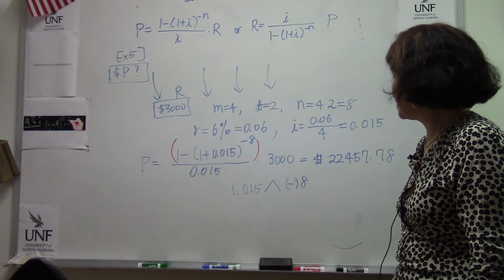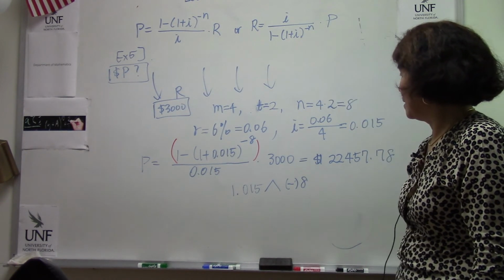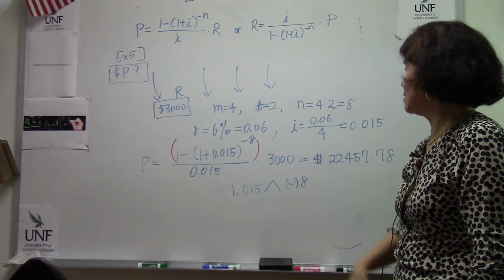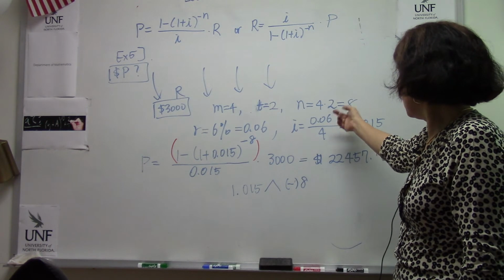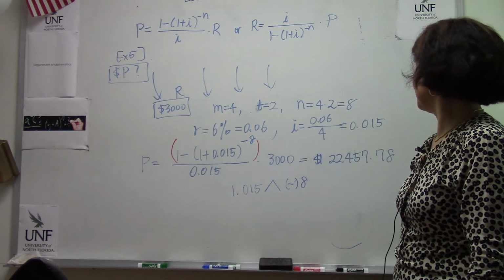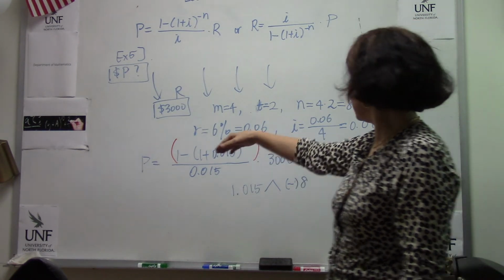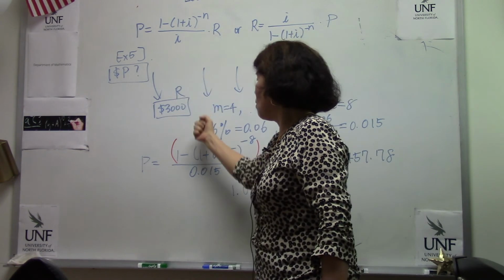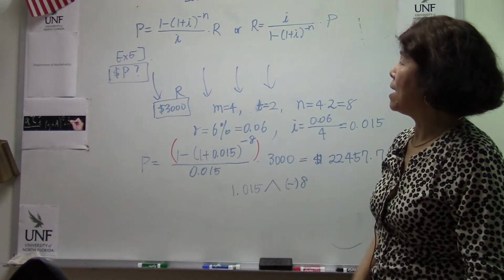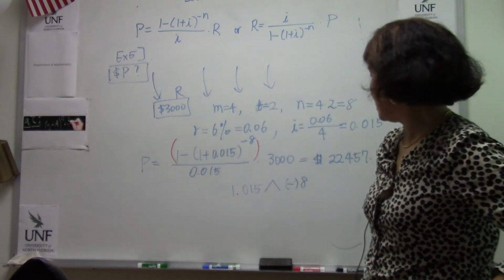All right, so once you put this much money in the bank, you can withdraw $3,000 over a 2-year period, altogether 8 times. Okay, that's the concept of decreasing annuity. As you see, the money in the beginning was a lot. As you withdraw money, the balance decreases. That's why we call it decreasing annuity.